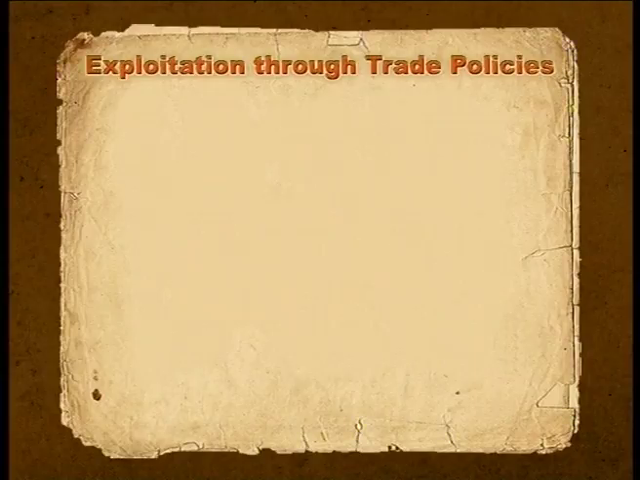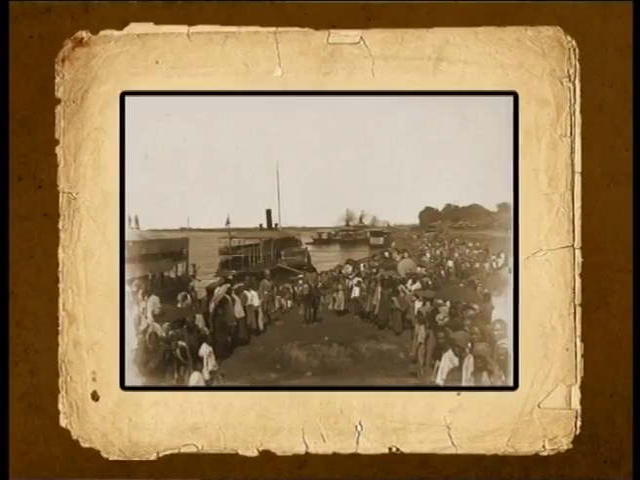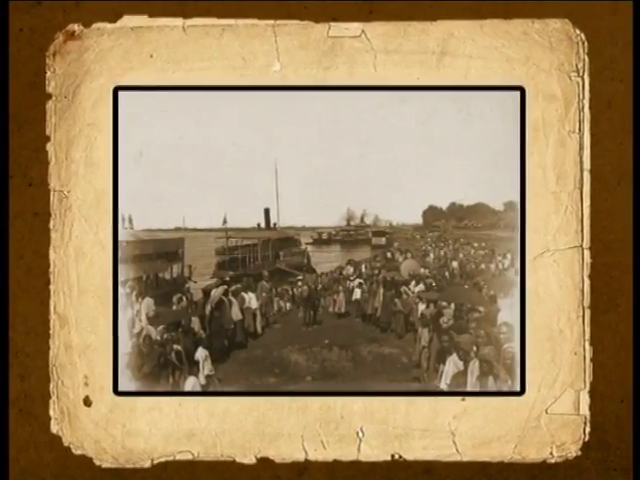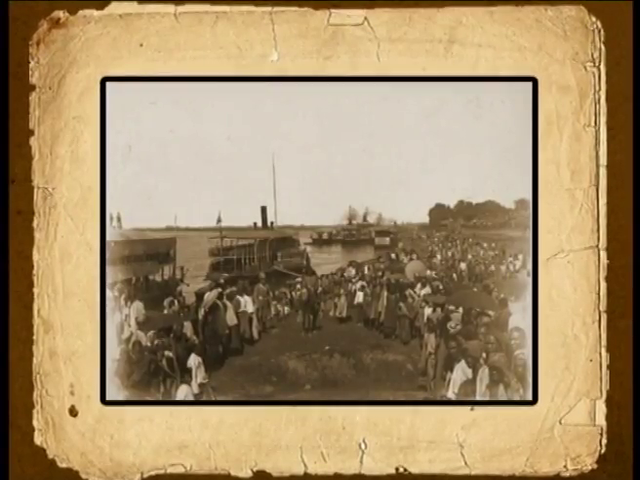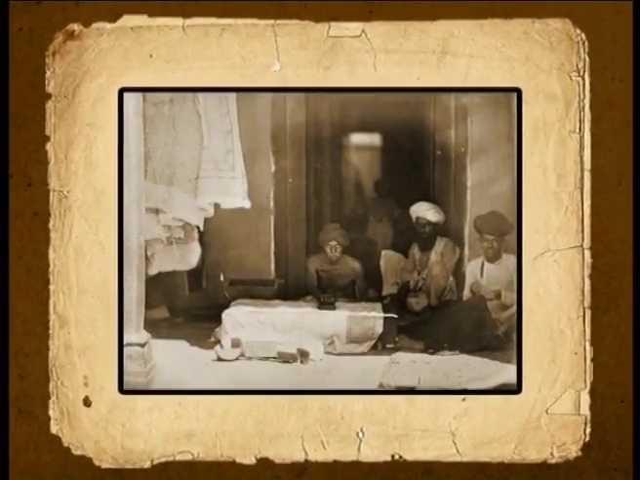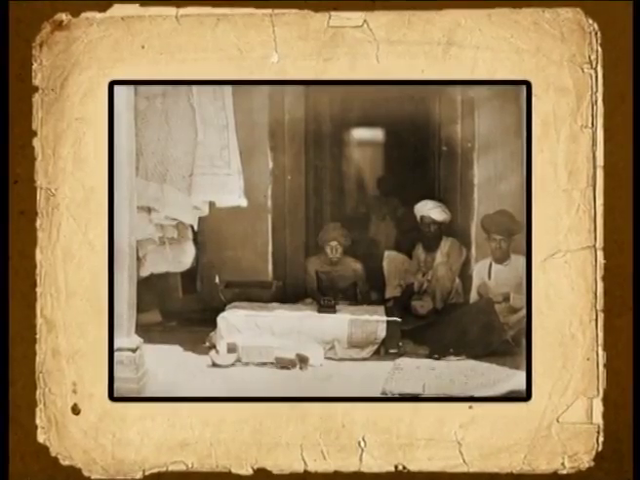Taking the first one, exploitation through trade policies. This was very critical for the Indian economy because, as I told you earlier, we always enjoyed a surplus balance of trade, but after British rule it led to an adverse balance of payments, and this is basically because of the trade policies adhered to by the British government.